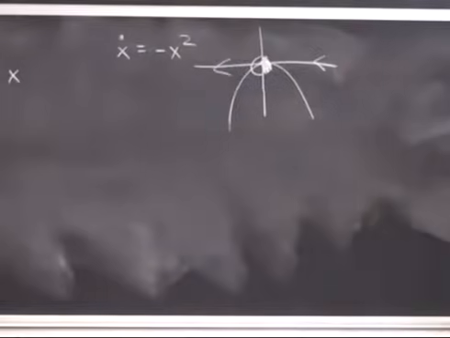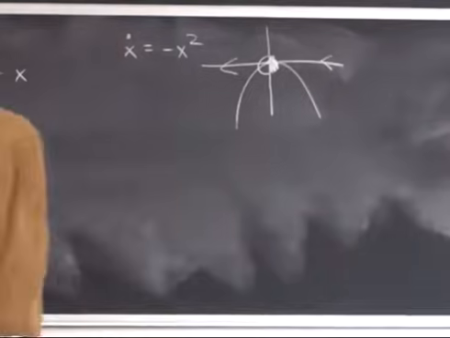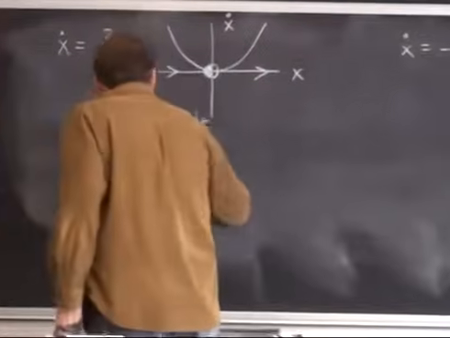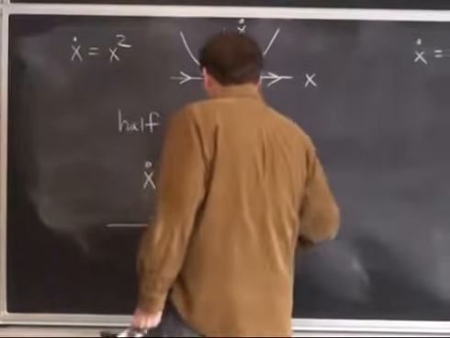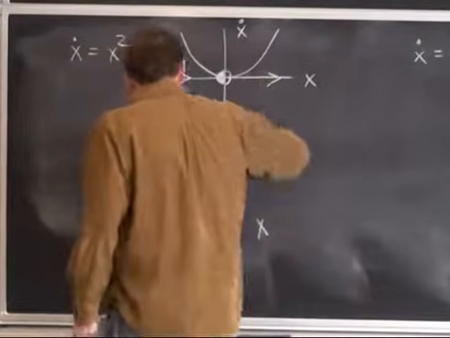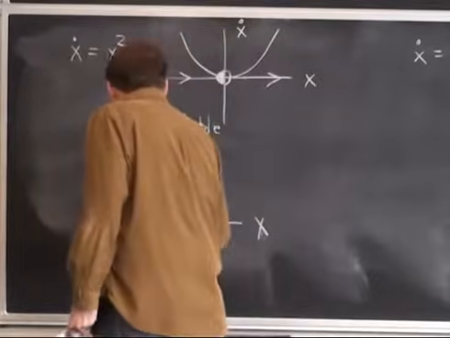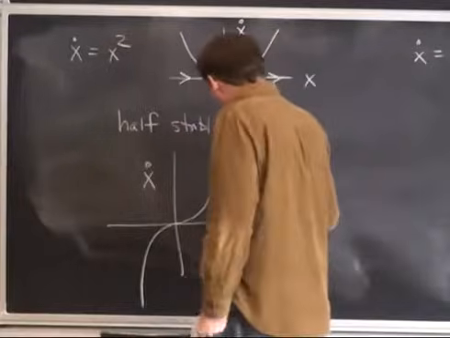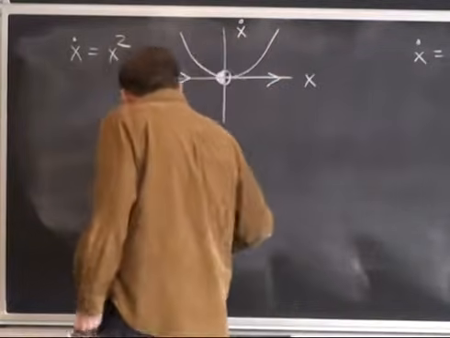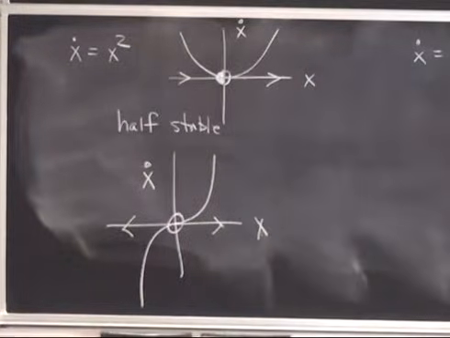It's now stable from the right, but not the left. And if you do x dot as x cubed, well, x cubed has a graph like this. So this is now positive over here, negative over here. So we just have an honest-to-God unstable fixed point in that case.